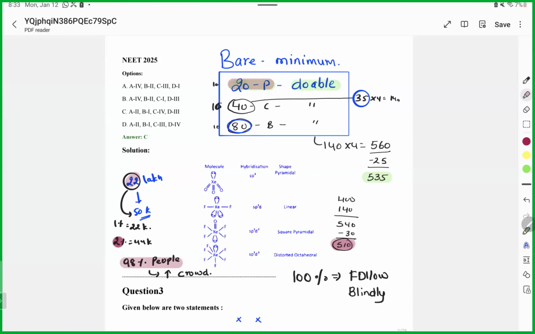How? Just do the bare minimum. Just understand the topic. Because there will be 5-10 difficult topics. The majority of people can't do them. You do the easy ones properly.